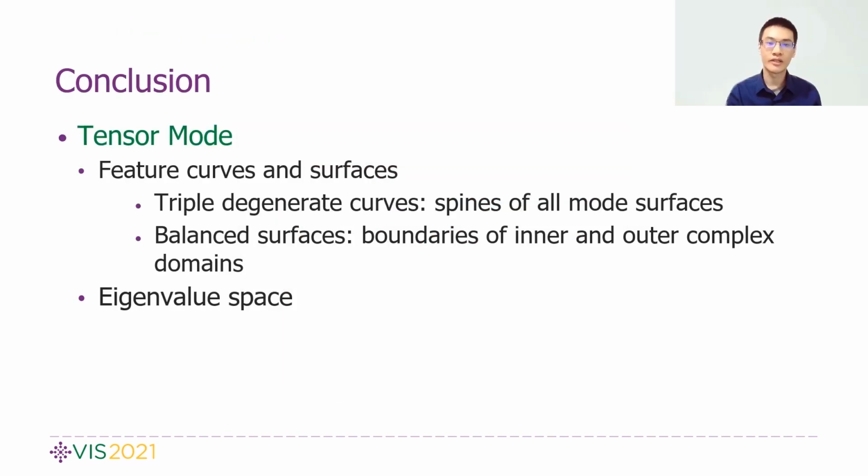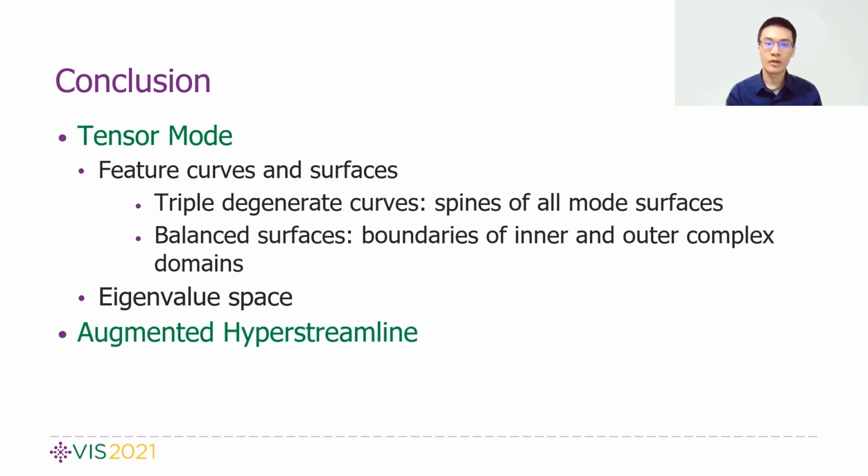In conclusion, at the core of our analysis is the definition of tensor mode, which gives our feature curves and surfaces and leads to an eigenvalue space for 3D asymmetric tensors. The feature curves and surfaces state their topological significance, such as the triple degenerate curves are the spine of all mode surfaces, and balanced surfaces are the boundaries of the inner and outer compressed domains.